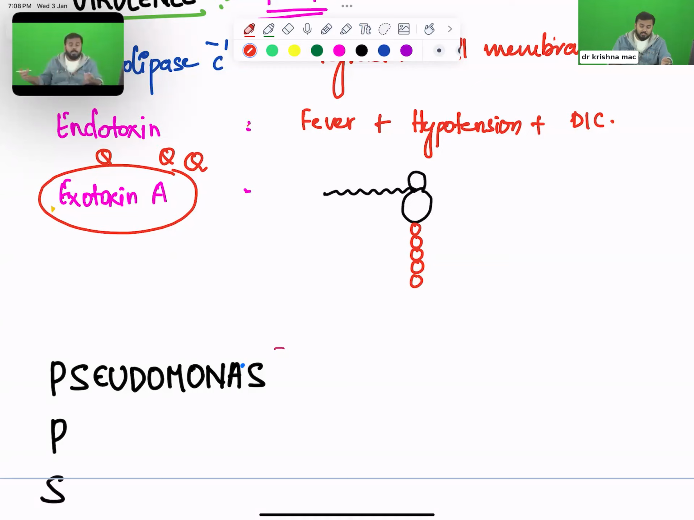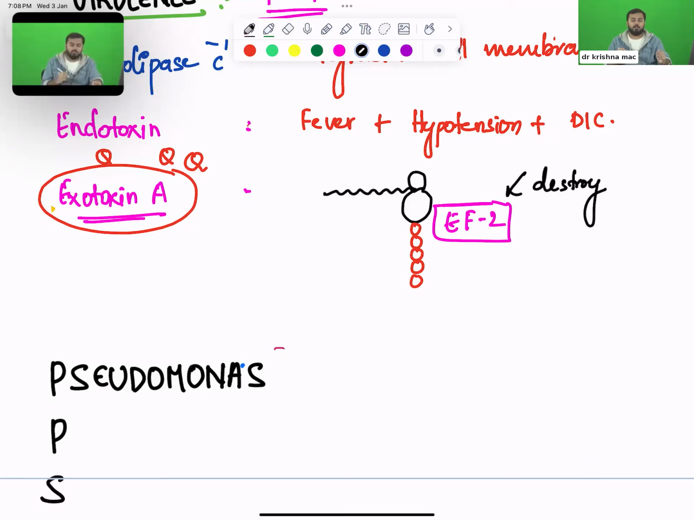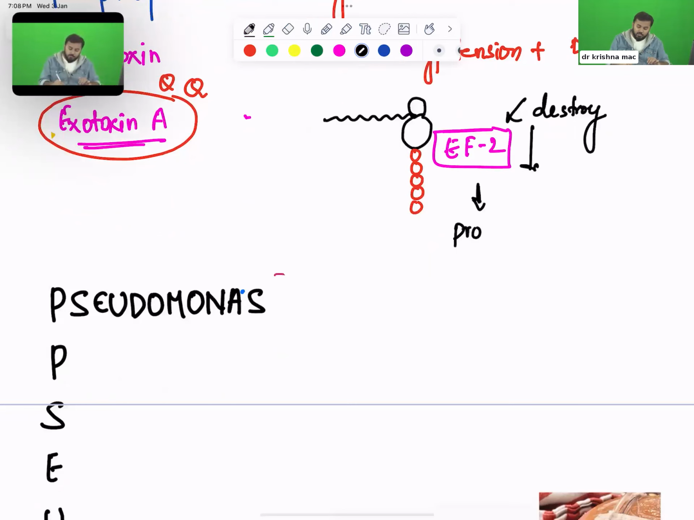Who is elongating this chain? The chain is getting elongated by elongation factor number 2. Very, very important factor. Elongation factor 2 is causing elongation of this chain. So this exotoxin A will completely destroy this elongation factor 2. So once elongation factor 2 is inhibited, then protein synthesis is inhibited. So in this patient, protein synthesis is inhibited.